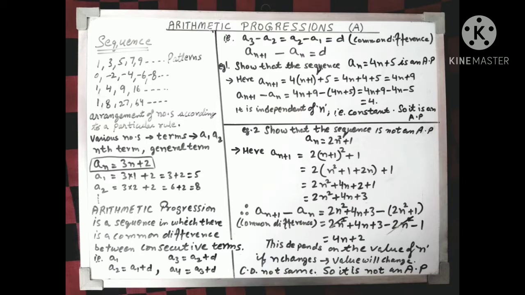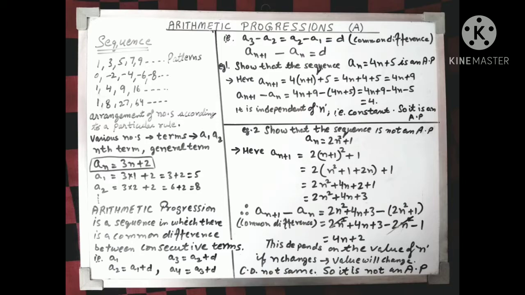So we can check the common difference by subtracting a predecessor from a successor. That is, third term minus second term, second term minus first term, and so on. So we can write it in general form: the (n plus 1)th term minus the nth term is equal to the common difference. I hope it is clear.